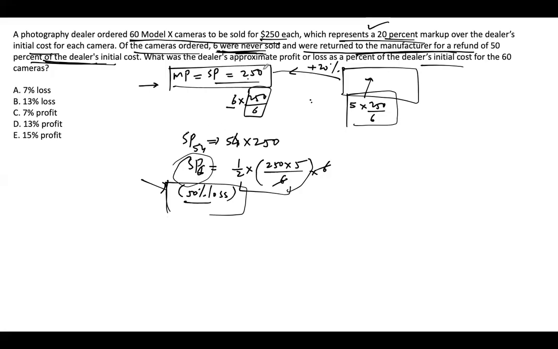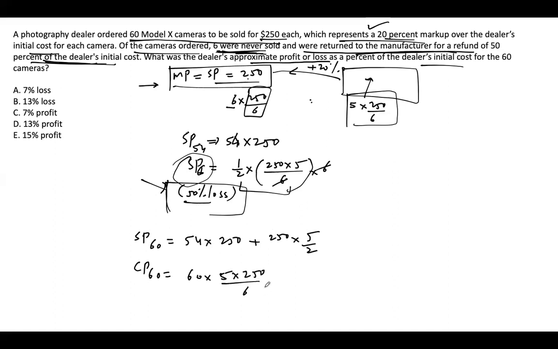So we need approximate profit or loss. Let's say SP of 60 would be 54 into 250, that's 13,500. Let's say 250 into 5 by 2. Similarly, cost price of 60 is 60 into 5 into 250 by 6. Selling price is 250 only, no? Any cost price I'm saying. Oh, sorry. Cost price of 60.